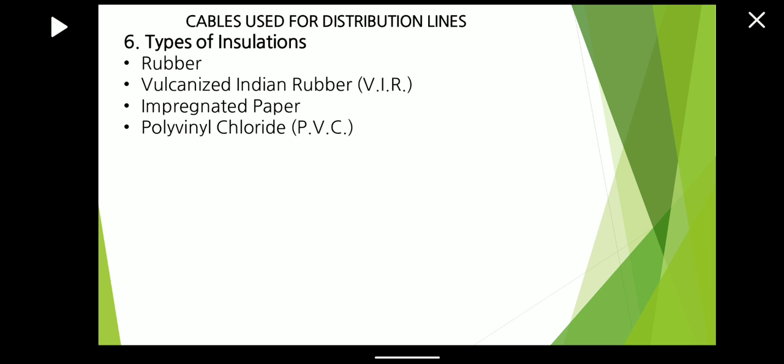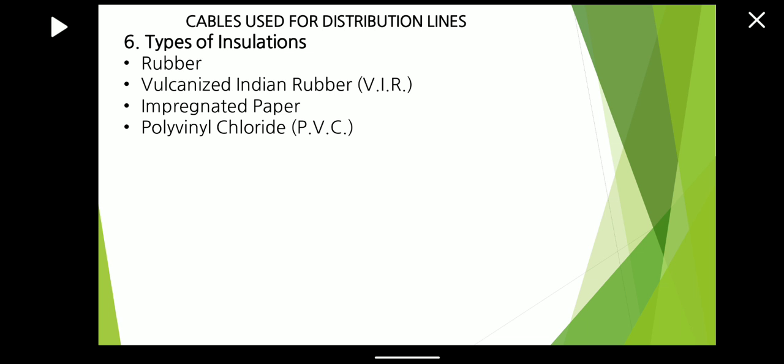And what are the drawbacks of this? Though it reduces the tendency of absorbing moisture, still it is not 100% sure that it would not absorb water. For this reason, this insulation is covered with some protective covering. So this is the impregnated cable.